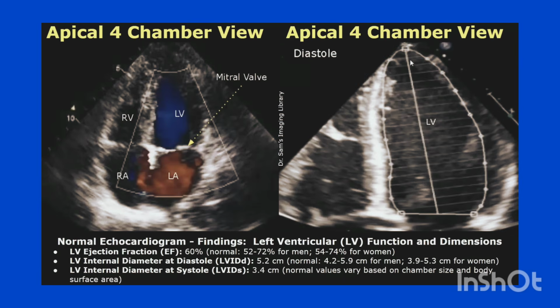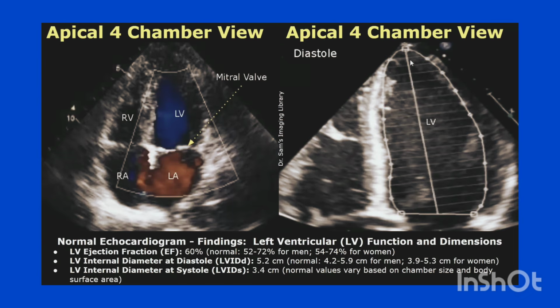The first parameter is left ventricle ejection fraction, EF. Here it is 60%, that is normal. In the brackets, the normal values are written. It is between 52 and 72% for men and 54 to 74% for women. Keep in mind that these normal values within the brackets can vary amongst different institutions. These are not fixed values and are just examples.